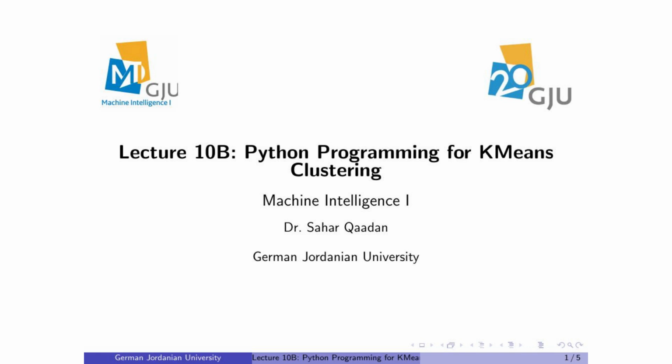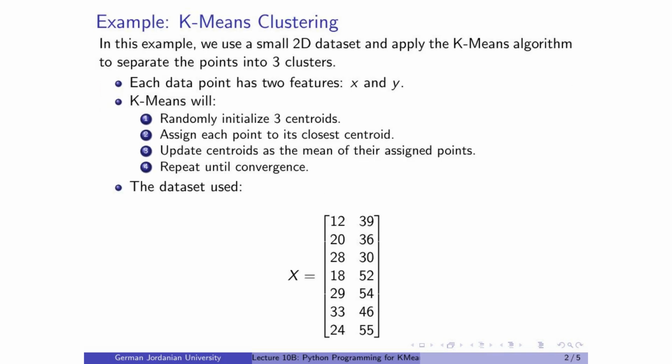Welcome everyone. In this short programming session, we focus on how to implement the KMeans clustering algorithm in Python. We will use a small two-dimensional dataset and walk through the entire process step by step, from preparing the data to applying KMeans to visualizing the clusters and centroids. In this example, we work with a simple dataset where each point has two features, an x-coordinate and a y-coordinate. The goal is to use the KMeans algorithm to separate the points into three groups.